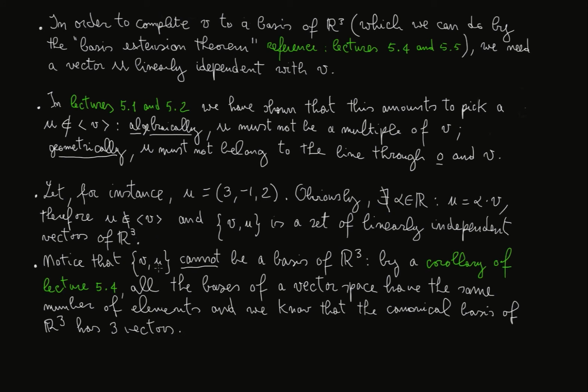Now notice that v, u cannot be a basis of R cubed, we mentioned this just a few moments ago, by a corollary of lecture 5.4, the basis extension theorem. All the bases of a vector space have the same number of elements, and we know that the canonical basis of R3 has 3 vectors. That means that R3 has dimension 3, therefore any basis of R3 must have 3 vectors. Now we just have 2 of them. We are searching for a third one.